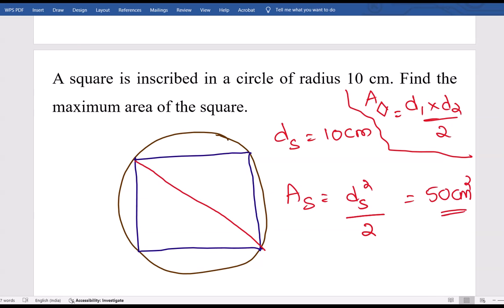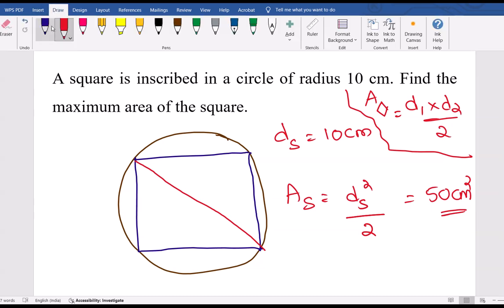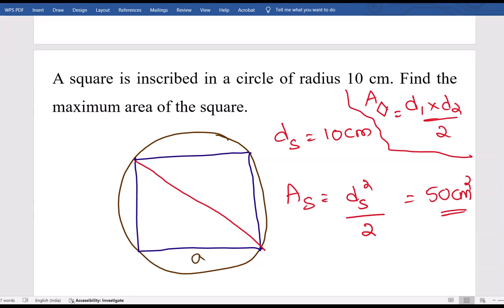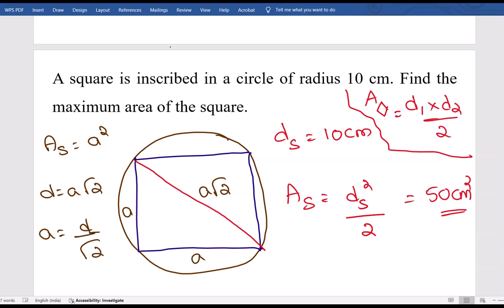Sir, how can you say the formula is d square divided by 2? Suppose the side of the square is A. Then the diagonal will be A root 2. The area of the square is A square. Here, diagonal equals A root 2, so A can be substituted as diagonal divided by root 2. If you put A as d by root 2, you will get d square by 2 only.